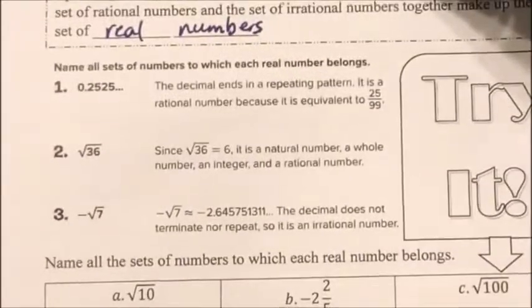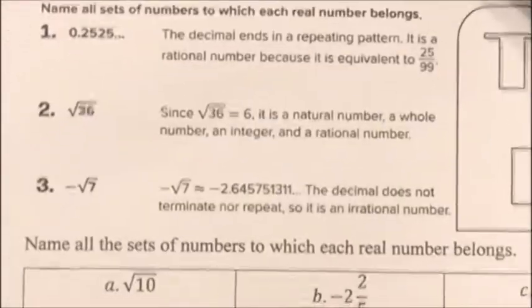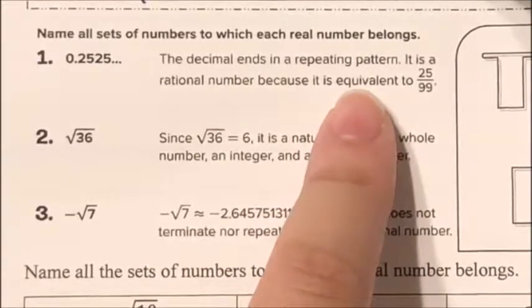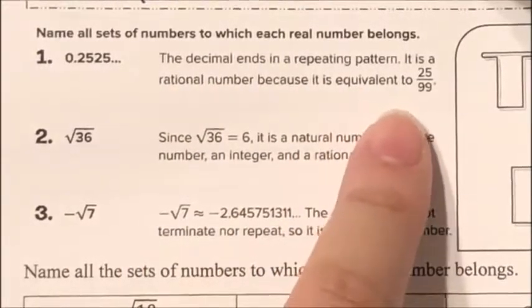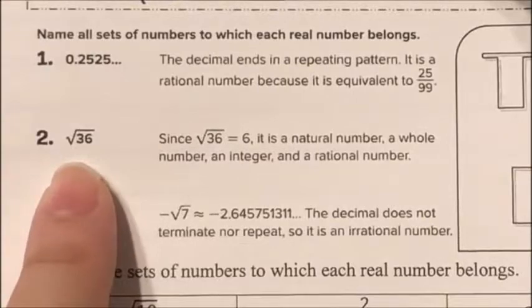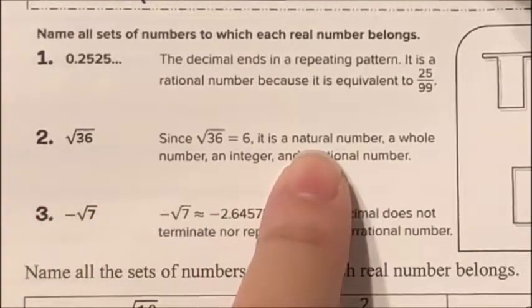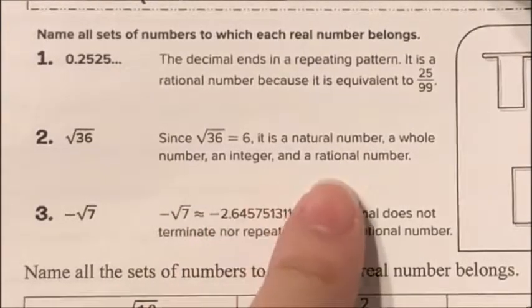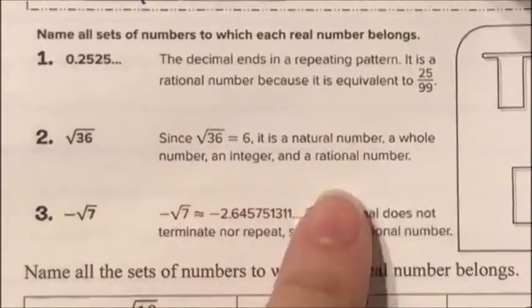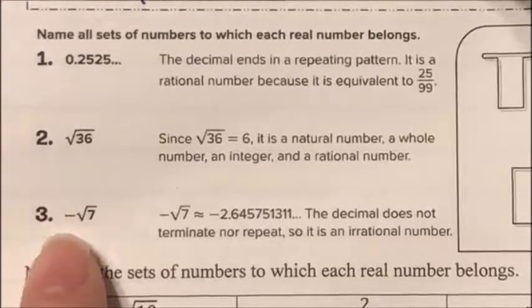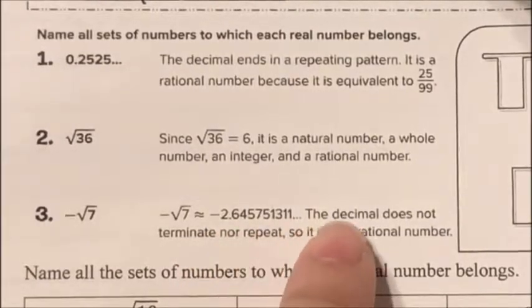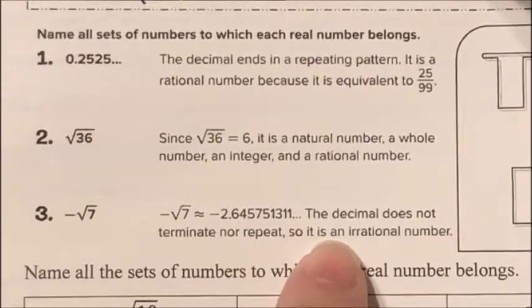It says name all sets of numbers to which each real number belongs. The first one I have is 0.2525 repeating. The decimal ends in a repeating pattern, so it is a rational number because it is equivalent to 25 over 99. Square root of 36 equals 6, so it's a natural number, a whole number, an integer, and a rational number. Next is negative square root of 7, which is negative 2.645 and so on. The decimal does not terminate or repeat, so it is an irrational number.